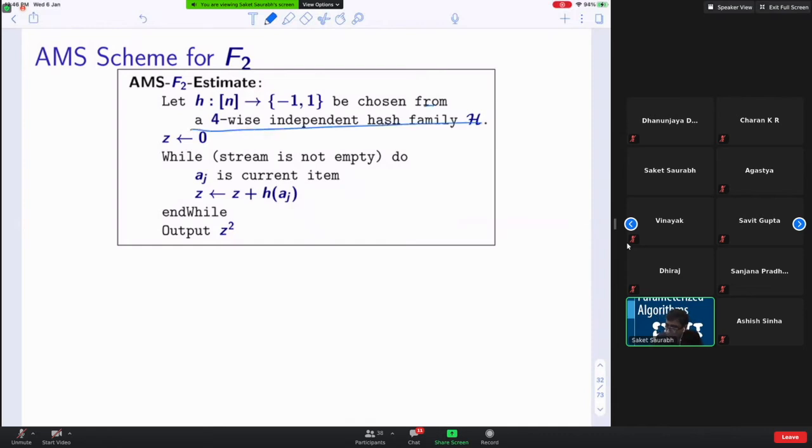Again, if you're looking for 4-wise hash functions, how many elements do you need? Some b0, b1, b2, b3. So some 4 log n bits. And what are we going to do? We are only going to store one number, Z, initially 0. While the stream is not empty, if a_j is the current item, I add to Z: Z plus h of a_j. And at the end I output Z squared.